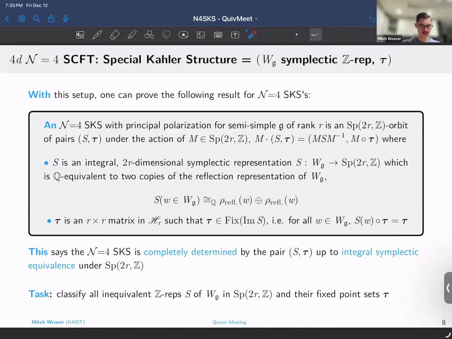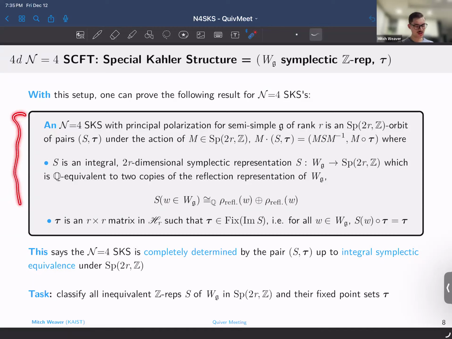So what this is telling us is that an N equals 4 special Kahler structure that's associated to a super Yang-Mills SCFT is completely determined by this pair up to integral symplectic equivalence generated by the EM duality group. And I just want to emphasize that this is really, in general, not true for a generic N equals 2 SCFT. We're really leveraging this result comes about from leveraging both isotriviality and the fact that the base space, the space of vacua here, is an orbifold.